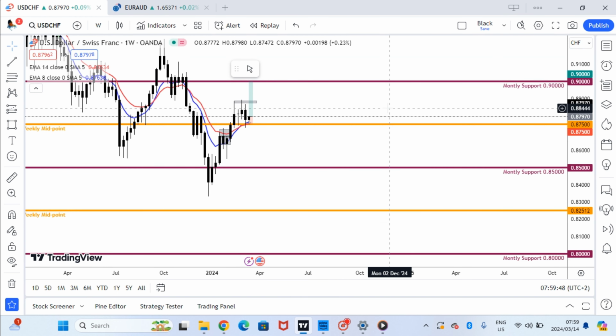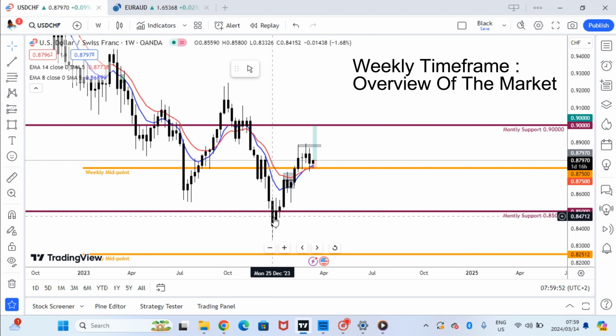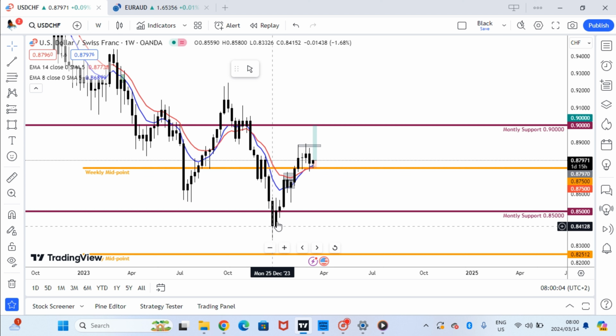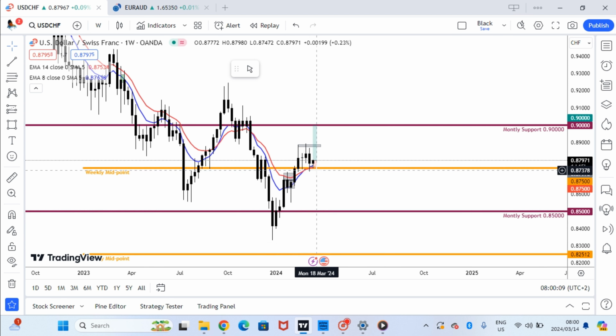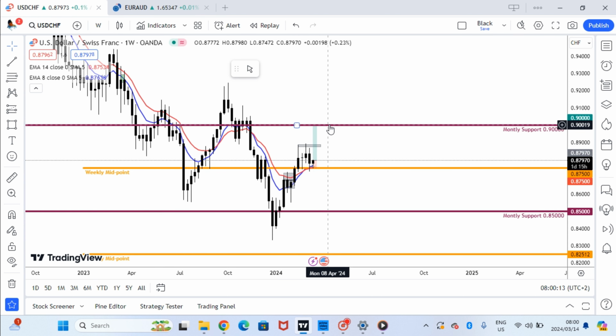As you guys can see now, the market is currently on an uptrend, right? This is the last higher high, and it just created the latest higher low. So higher high, higher low, higher high, higher low, right? And I'm looking for it to hit up to here, which is the next monthly support of 0.9.